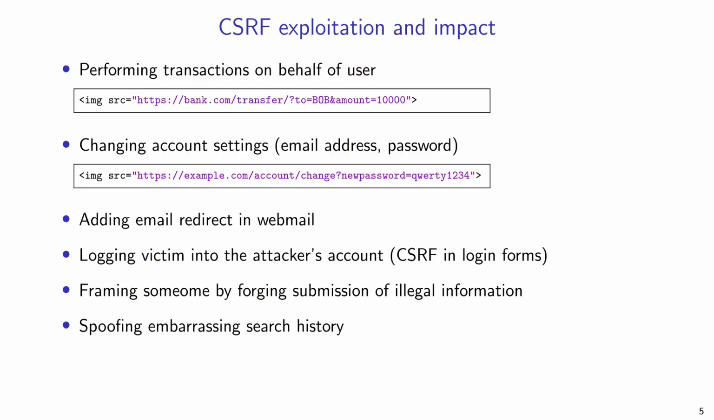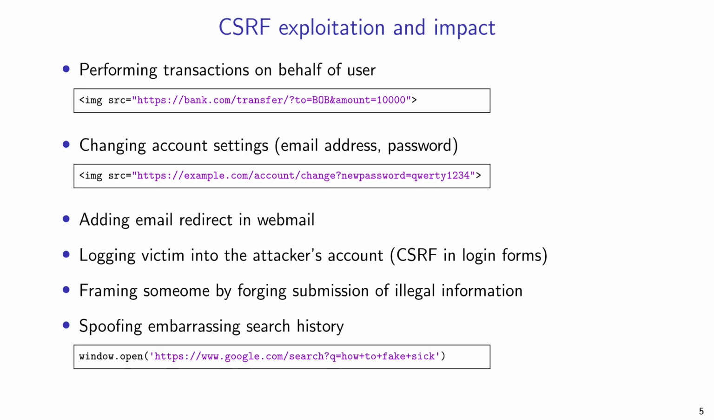Spoofing embarrassing search history is a similar attack, where the attacker's website opens a window to Google with a preset search query. The problem here is that even though the user did not enter this search string, this search will be stored in the user's browser history, and also the Google search history, which under some circumstances could be accessed by law enforcement authorities. And this type of framing attack is actually quite feasible in practice.